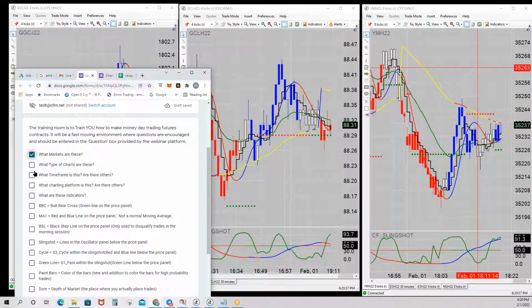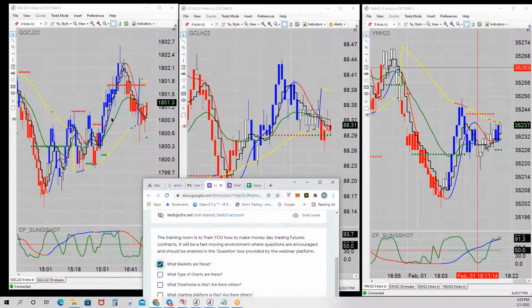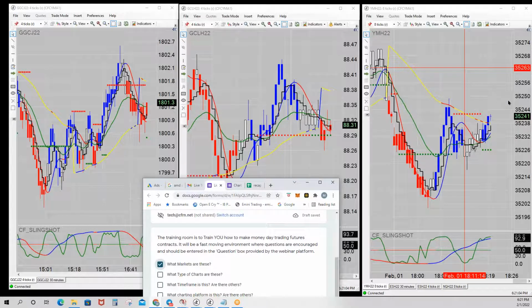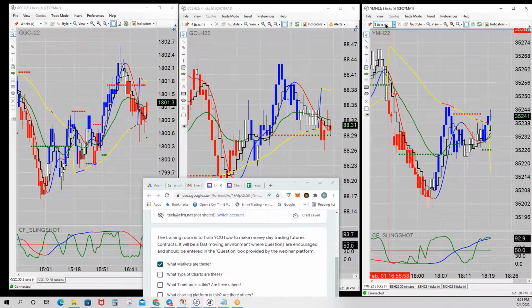So what markets are these? That one's checked. What types of charts are these? I went over this quickly in one other video that you probably looked at before coming in here, but these are range charts. That means every bar that you see here is set to a specific height. These bars right here are set to 4 ticks high. They're 4 tick range bars. So you see it says 4 tick R. That means 4 tick range. Every bar is 4 ticks high on these two charts. This one is set to 8 tick range. Every bar on this chart is set to 8 ticks.